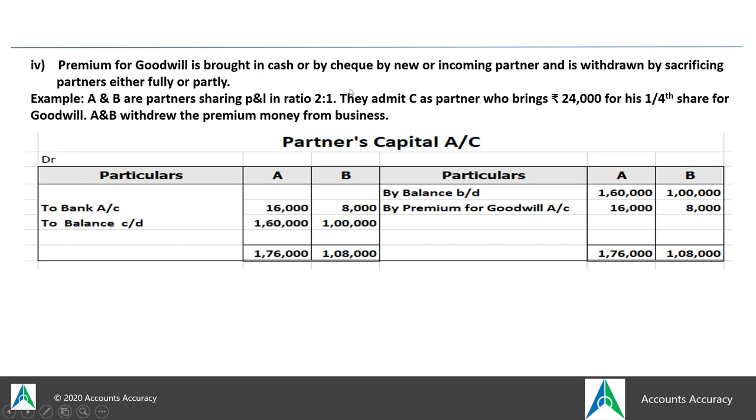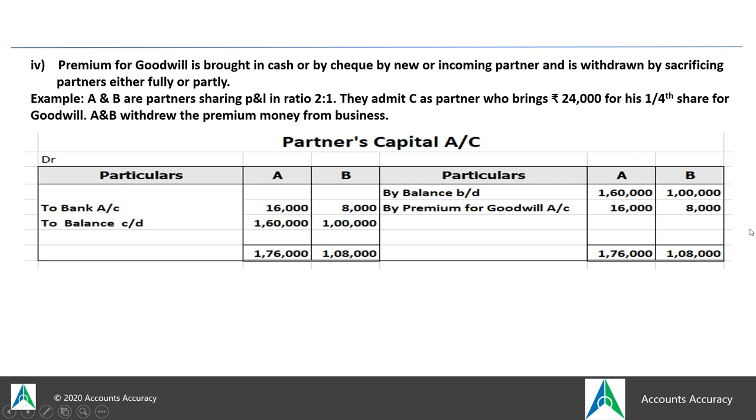Suppose A and B are old partners and their old ratio is 2:1, and the new partner brought 24,000 for a 1/4 share. Here the premium for goodwill will be withdrawn by the partners. First it will be divided among the old partners in the sacrificing ratio, that would come to 16,000 and 8,000, in the 2:1 ratio. Although it's the old ratio, as there is no information regarding the new ratio, the old ratio only becomes the sacrificing ratio. So in this sacrificing ratio 2:1, we will divide 24,000 as premium for goodwill among A and B, and here it has been mentioned that A and B withdrew the premium for goodwill.